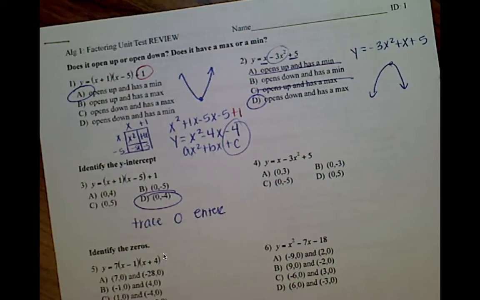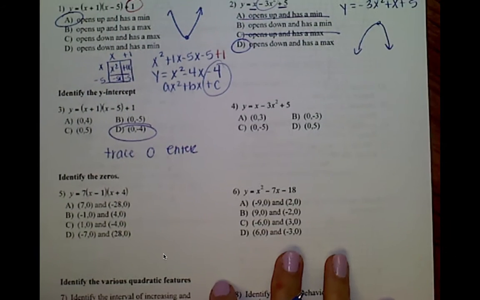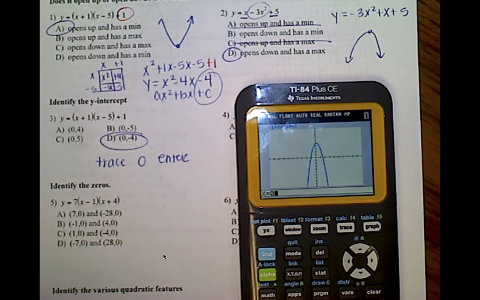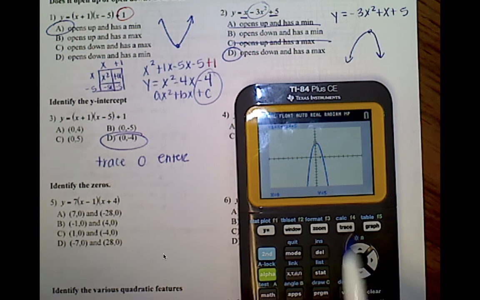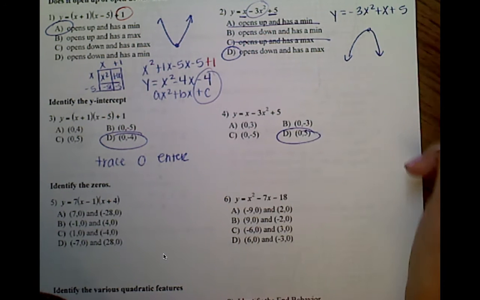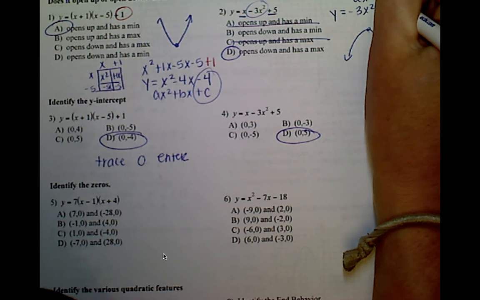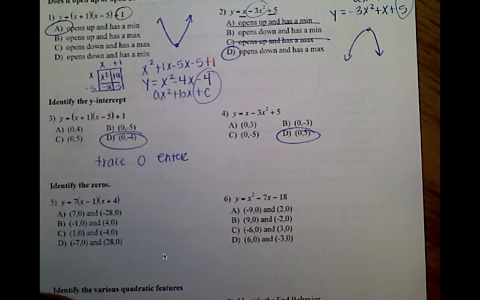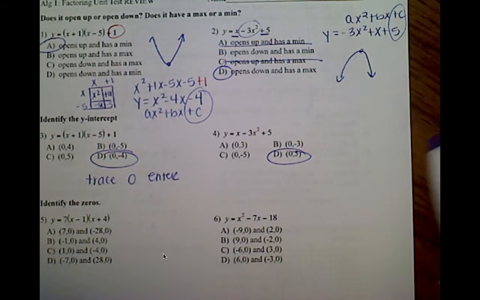And now that's the same problem for number 4. It's asking once again about the y-intercept. Easiest way: trace, 0, enter, and it's going to tell you the y-intercept is at (0, +5), which is right here at D. Also remember, ax squared plus bx plus c, if it's in standard form, the c is actually the y-intercept every single time.